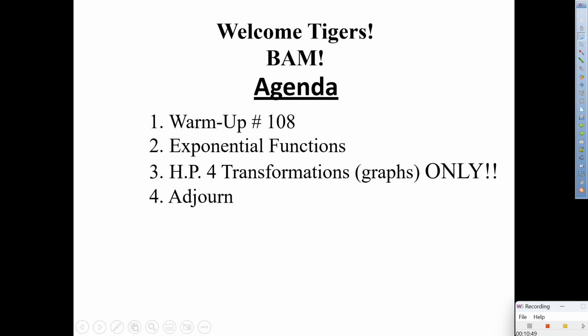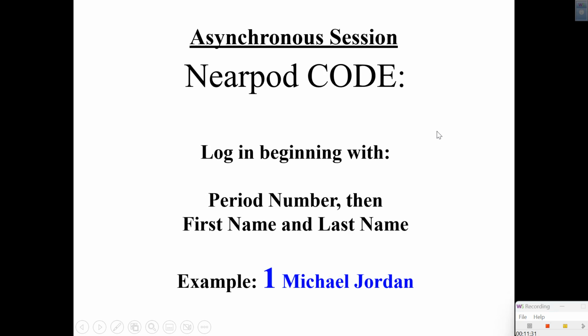Now, just FYI, we're getting closer and closer to binder checks, and I'm going to be looking to make sure that you're keeping up with your notes, your warm-ups and all that. That's 25% of your grade. So once again, we finished warm-up 108. We're moving on to exponential functions, and tonight's homework is 4 transformations and their graphs only. Last night's homework was pages 413, 414. That's free from me to you.